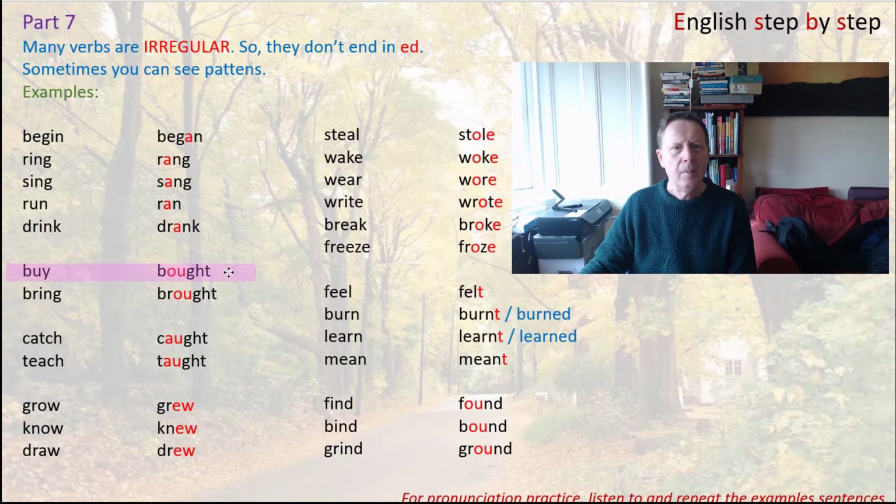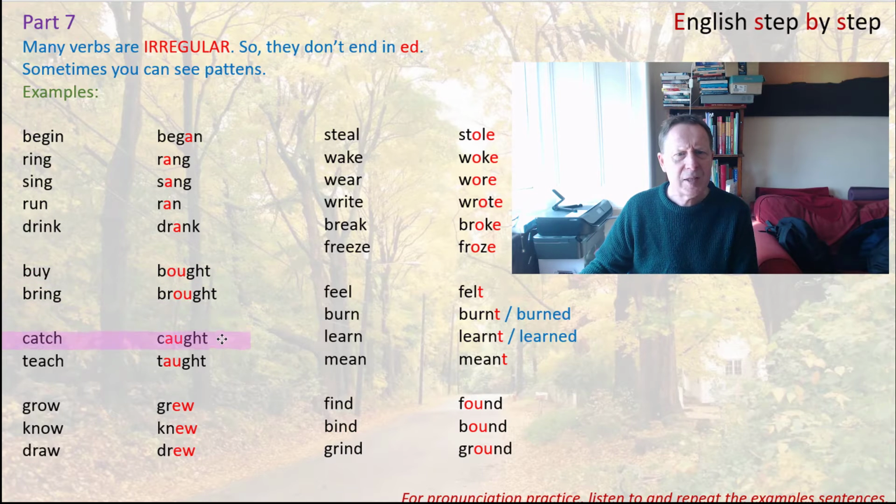Next pattern, buy, bought. Now, there are other verbs like this, for example, fight and fought. And then sometimes the pronunciation is the same, but the spelling is different. For example, catch, caught, teach, taught. Here's another pattern with EW at the end. Grow, grew, know, knew, draw, drew.